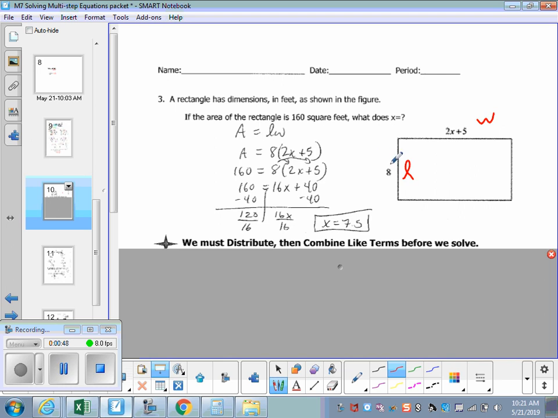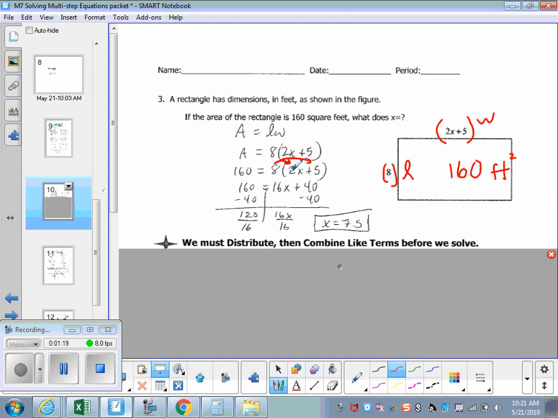And so I'm going to basically be taking this 8 and multiplying it by this width right here. All right. So we're told that the area is supposed to be 160 square feet. If we are told the area is 160, notice I plugged that in for A. And then for the formula, I've just got my length times my width. So now I'm ready to distribute.